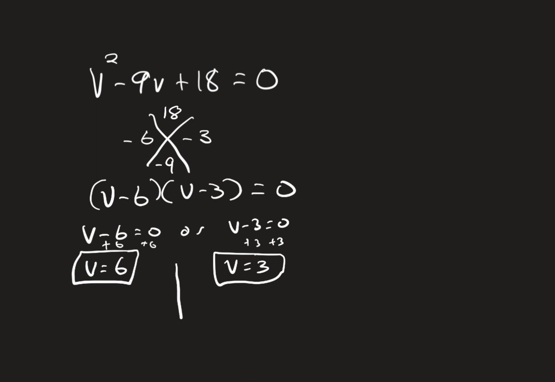Again, you don't have to do this part today. Just remember what it means. It means that our graph intersects our x-axis at the points (3, 0) and (6, 0). And this graph is going to look something like this.